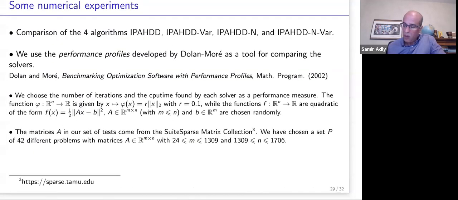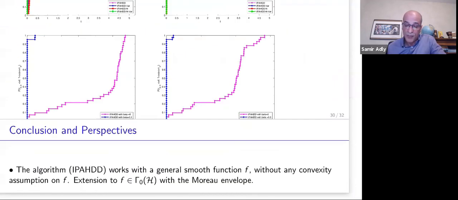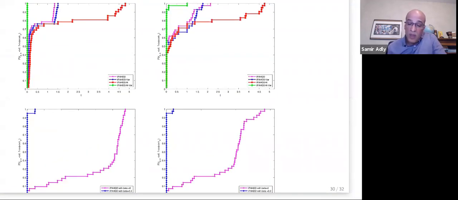Okay, I will go directly to the numerical examples, and you see from this performance profile that IPAD N, Nesterov with variant, is the best. You see here it solves all the problems and very fast. The worst one is the red one because the curve is lower. It solves in this interval only some problems. And for this kind of problem also, the Nesterov with variant is the best.